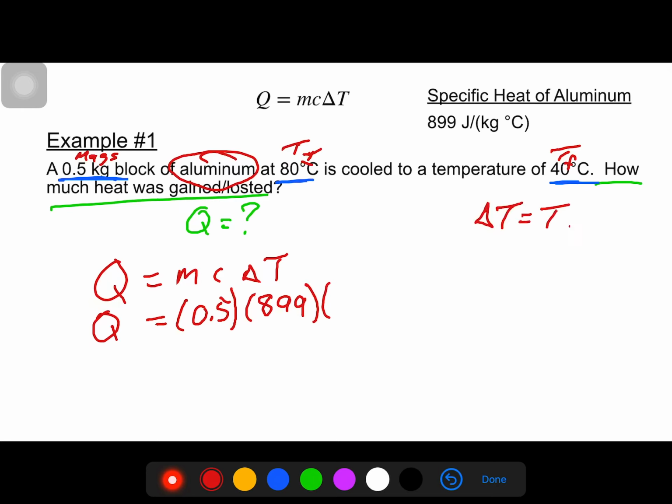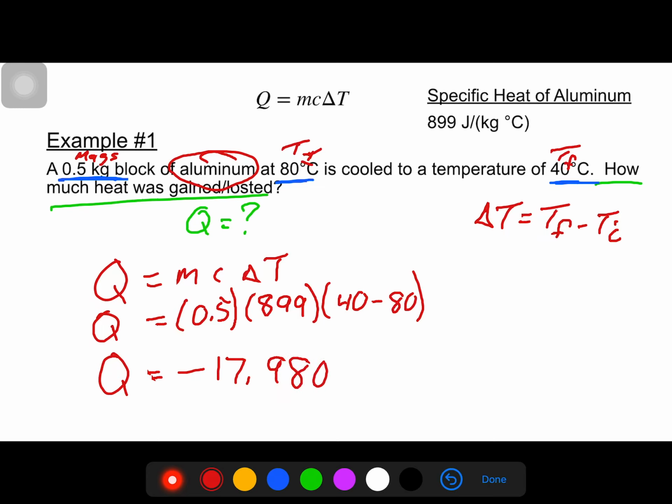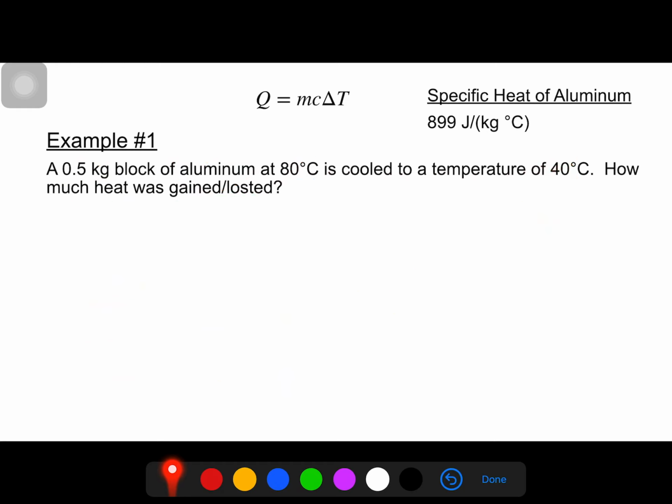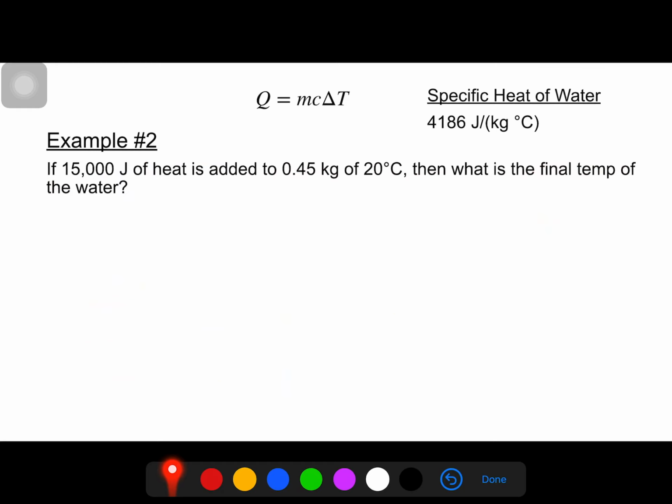Now remember, change in temp is equal to my final temp minus my initial temp. So if my final temp is 40 and my initial was 80, we've got to go 40 minus 80, so that's going to be negative. So then negative 40 times 899 times 0.5, my Q is going to be negative 17,980 joules worth of energy. So what does this negative mean? It means that the heat flowed out. It left. It cooled down. That's exactly what that means.